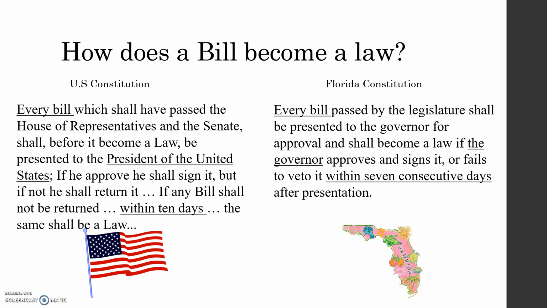Every bill passed by the legislature shall be presented to the governor for approval, and shall become a law if the governor approves and signs it, or fails to veto it within 7 consecutive days after presentation. So when the Florida state legislature passes a law and it goes through both houses, it appears on the governor's desk and he can either sign it or veto it, or if he leaves it on his desk for 7 straight days, it automatically becomes law.